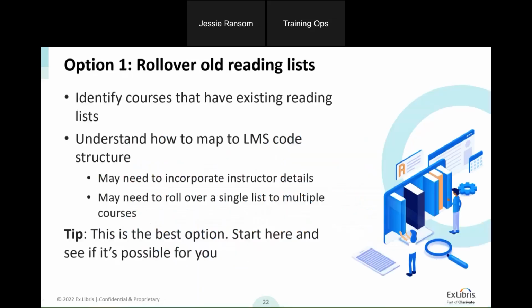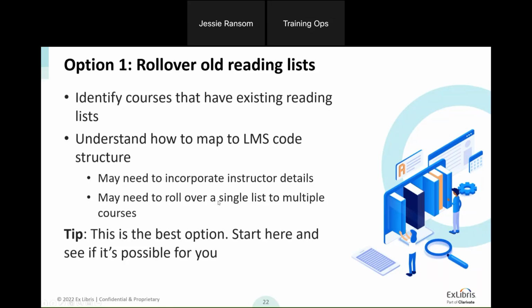So you need to understand that. You should know this as part of the Leganto implementation and the integration with the learning management system, what those course codes look like. But you'll need to see how what you have been doing corresponds to what the learning management system has. You may also need to incorporate information about the instructor, depending on how you do course reserves today. If you have different course reserves for different instructors teaching the same course, or different sections of the same course, you may need to also look at the instructor data.